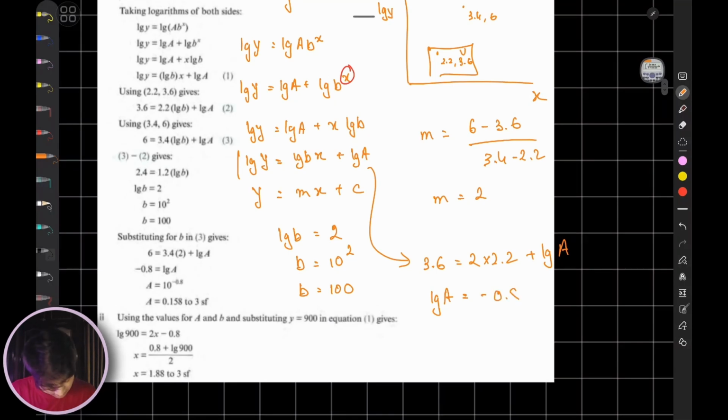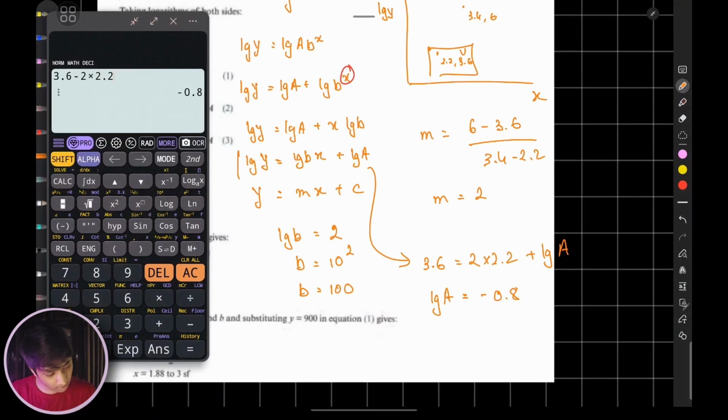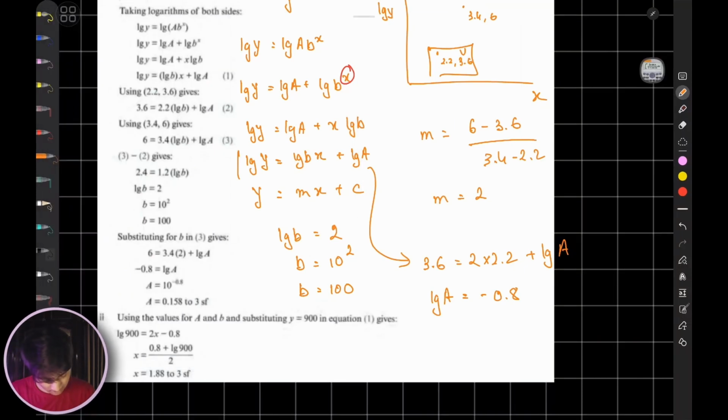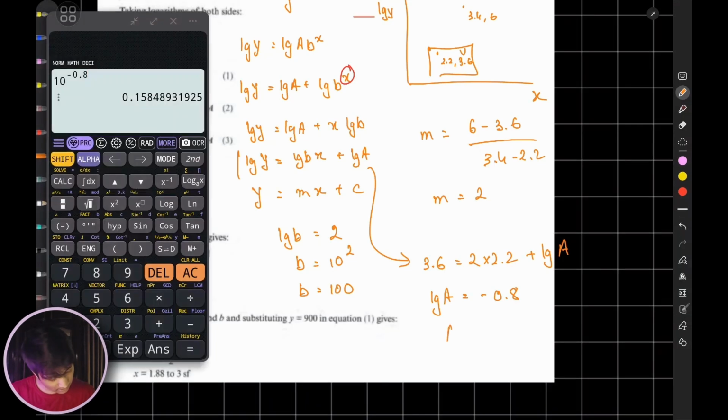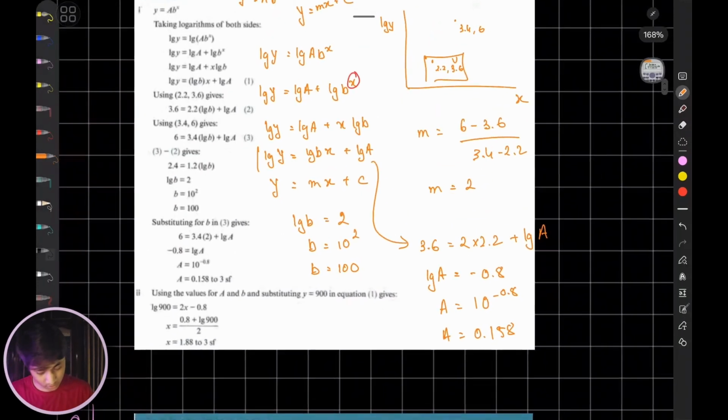Is the value minus 0.8? Yes, minus 0.8. Now, 10 to the power of minus 0.8 is going to be 0.15 something. Is that the correct value? Yes, it is the correct value. a is going to be 10 to the power of minus 0.8. Hence, a is nothing but 0.158. Right? Fair enough.